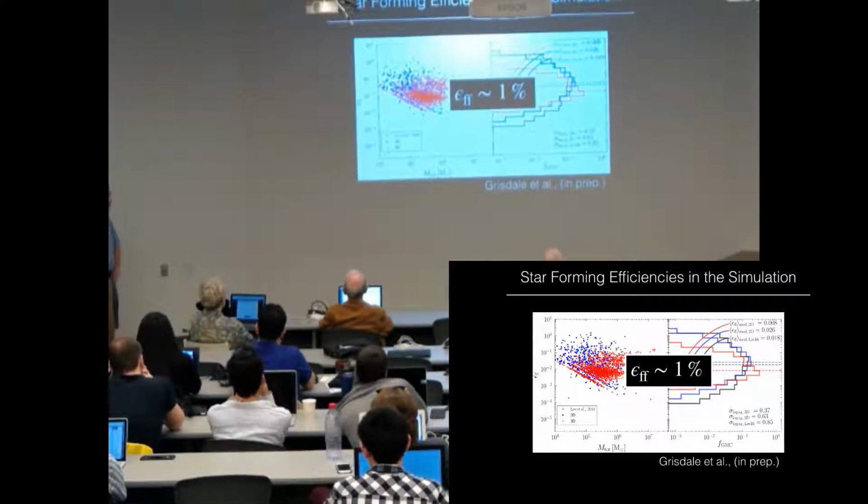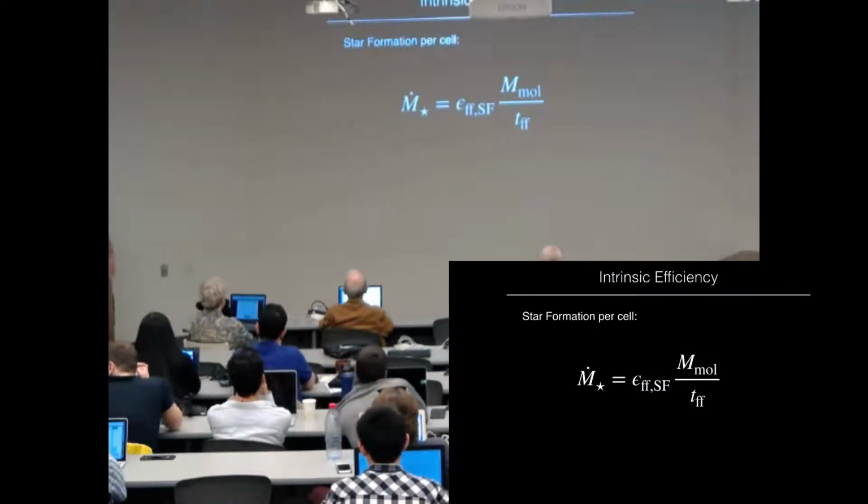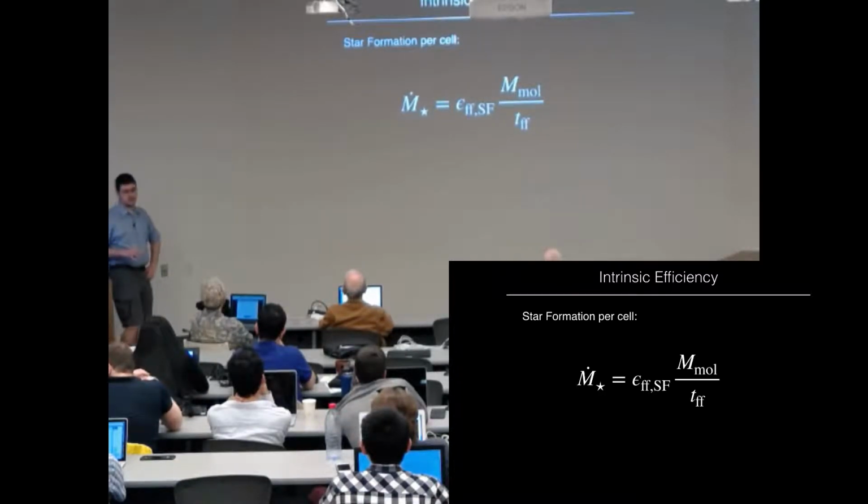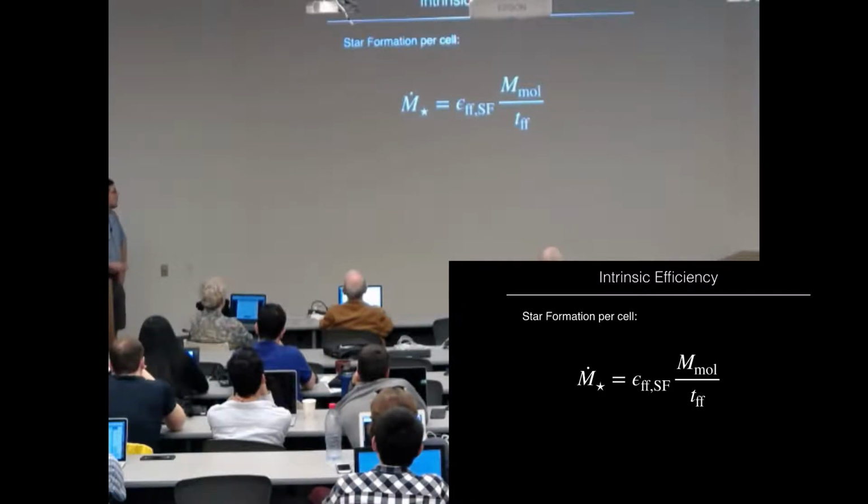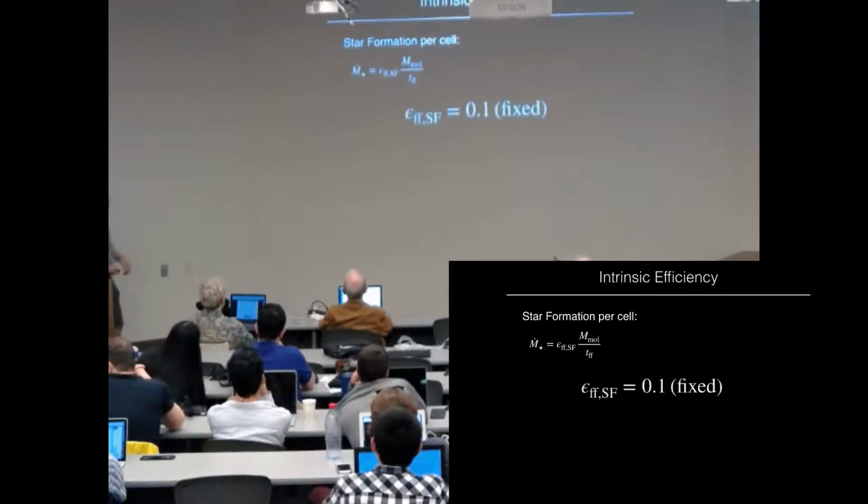So to convince you that this is not purely a result of what we put into the simulation, this is the star formation law that the simulation uses. We have some fixed efficiency that every cell in the simulation forms stars at, and then we multiply that by the molecular gas mass in that cell divided by the free-fall time of that cell, and we get a star formation rate. Now, the efficiency that we put in, fixed for every cell throughout the entire simulation run, is 10%.